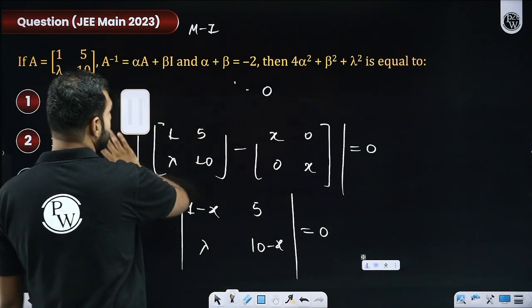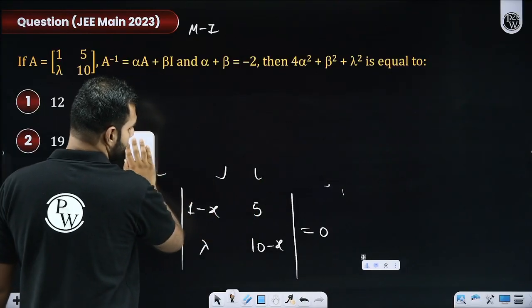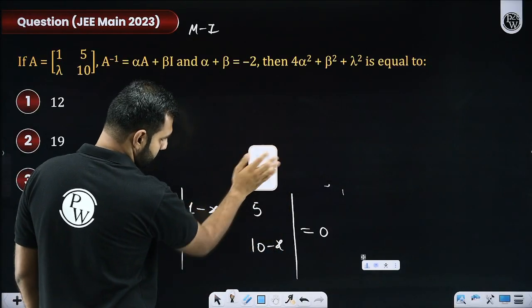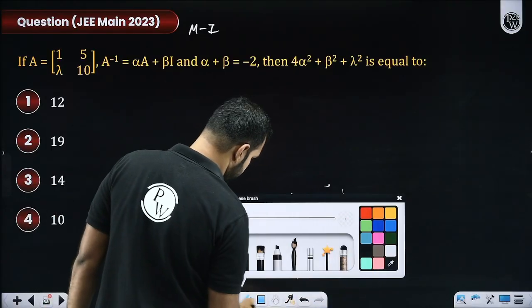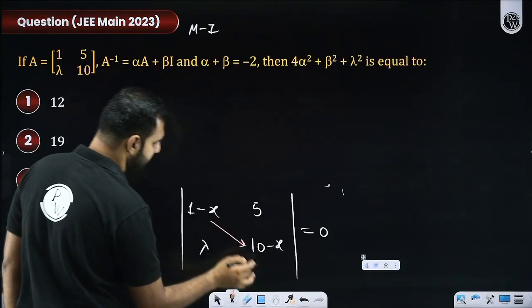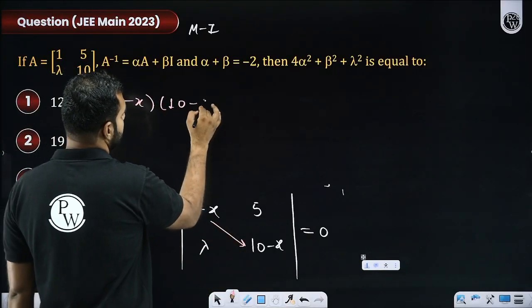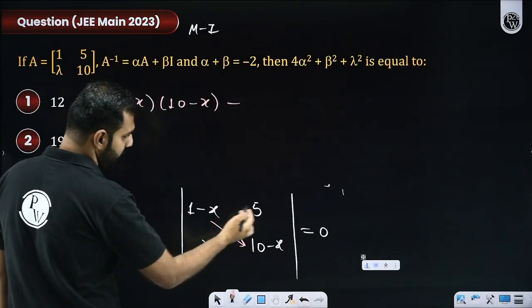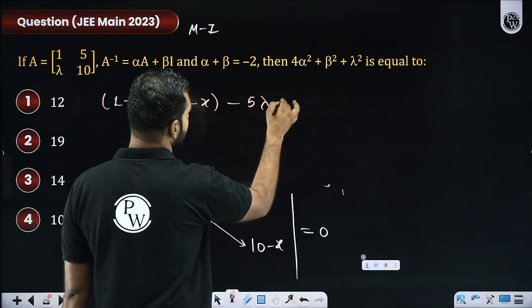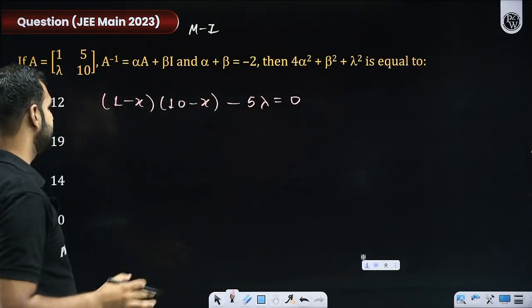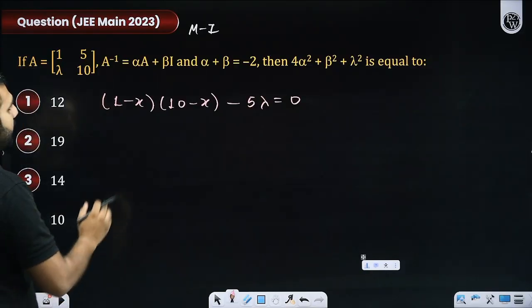Now I'll simplify this. How do I simplify this? I hope you know the expansion of a 2 by 2 determinant. If I use that here, I'll get my final answer. So this is (1 minus x) into (10 minus x) minus 5 lambda. And this value is given as 0. Everybody got that? Now, if I write its polynomial, it will be given by what?